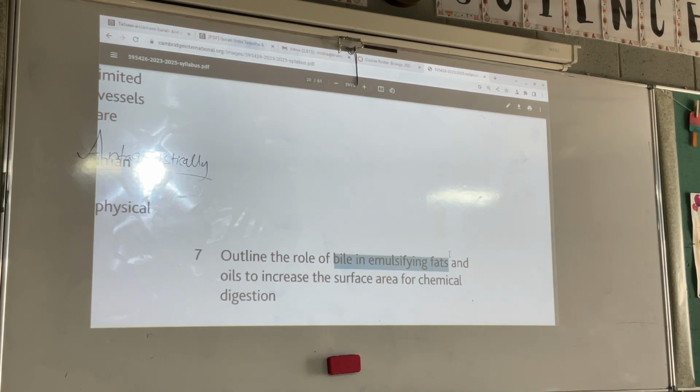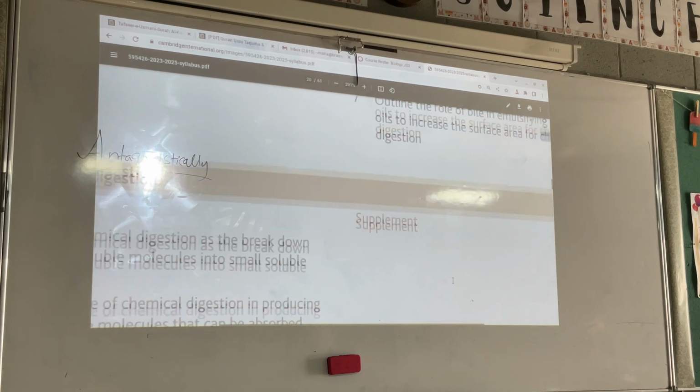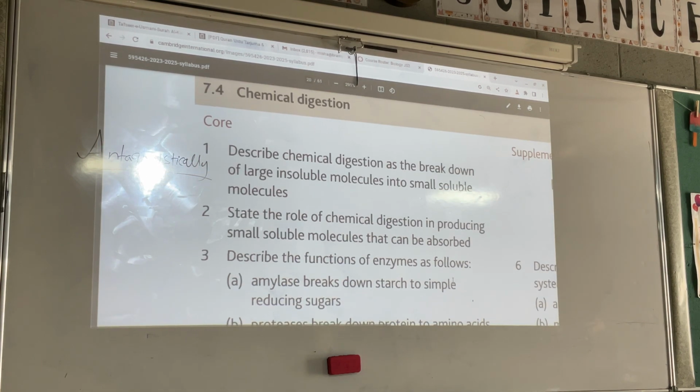Alright, this is about the role of bile. It's for emulsification of fat and oil to increase the surface area for chemical digestion. Lipase, right? Understand, right?